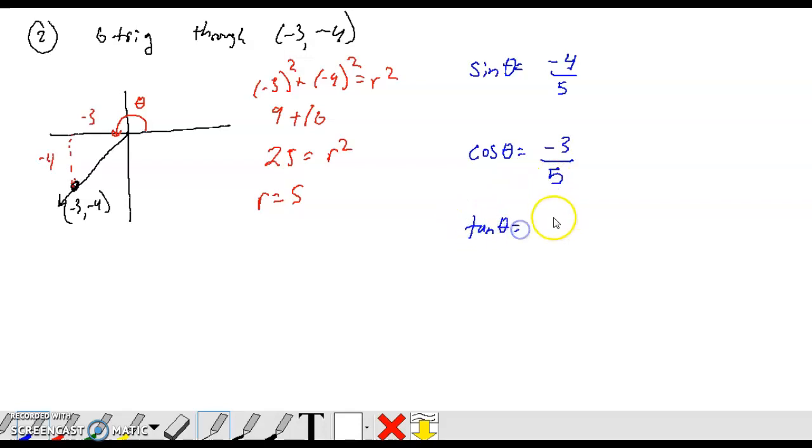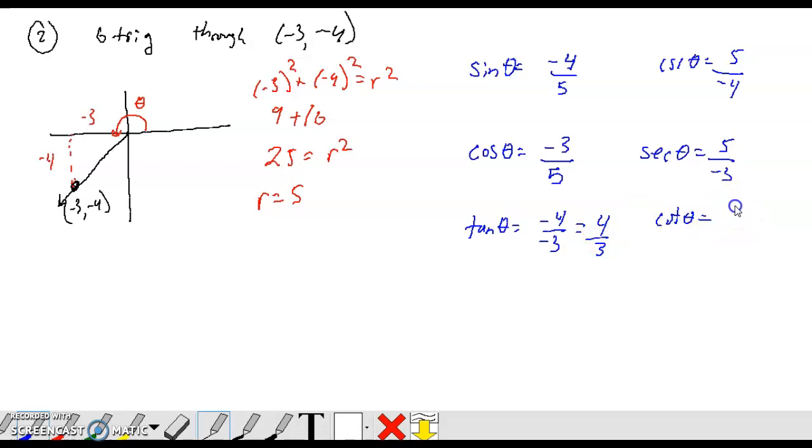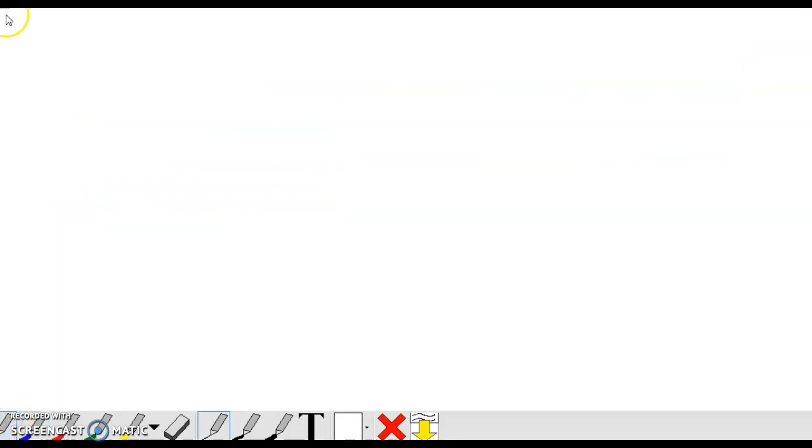Right, tangent is next. So it'll be -4 over -3, which can be simplified down to 4/3. All right, and then cosecant should be 5 over -4, secant 5 over -3, and then cotangent, I already know the negatives are going to cancel out, so it should be 3 over 4. So again, we can find it through a point. All right, let's go ahead and try one more different type of problem.